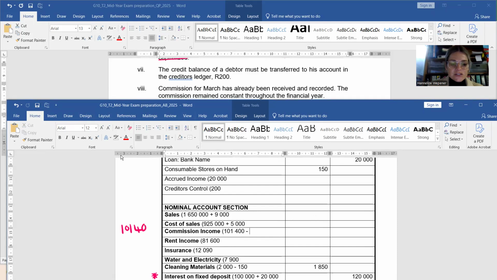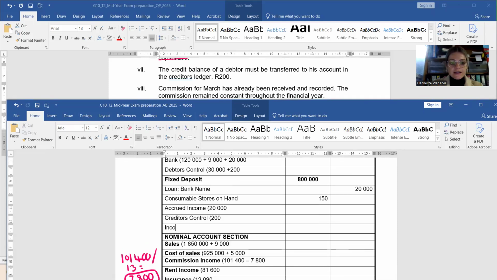So 101,400 represents 13 months. Divided by 13 to see what the commission was on a monthly basis, that was 7,800. Okay, I'm now saying that one of these 7,800s is actually for March. So I need to remove it from my current year. So I'm debiting that income account to remove it, and then I have to credit the account income received in advance. Once again, keeping it in brackets for now.